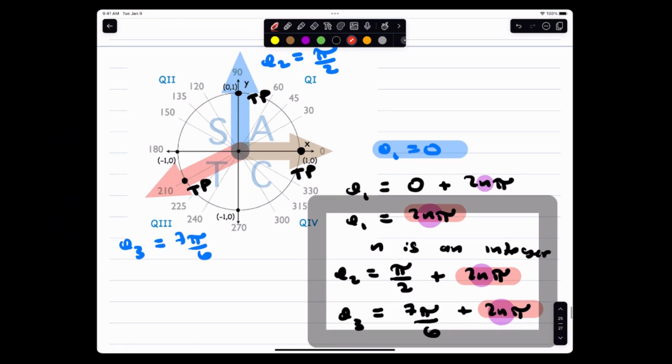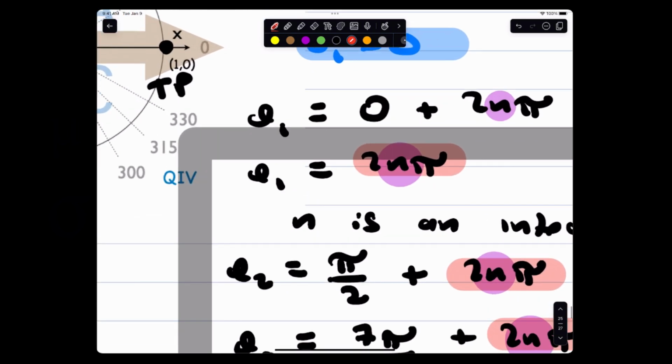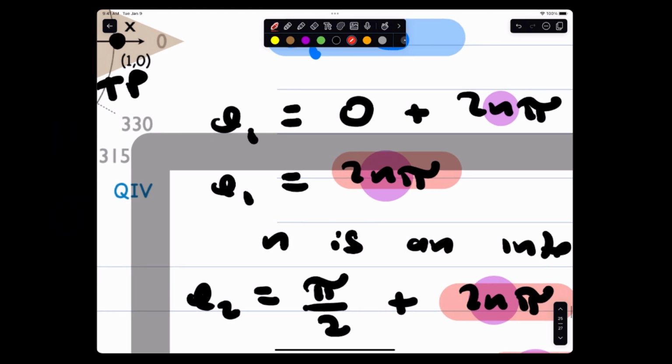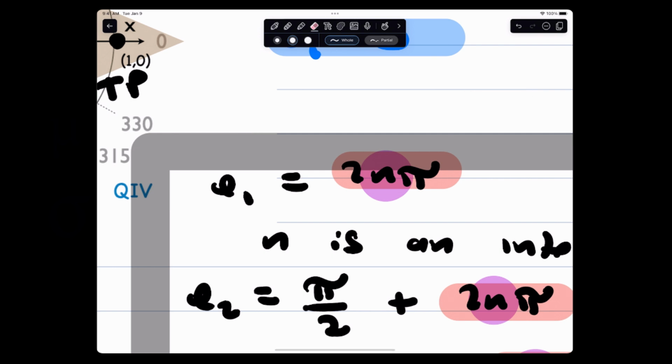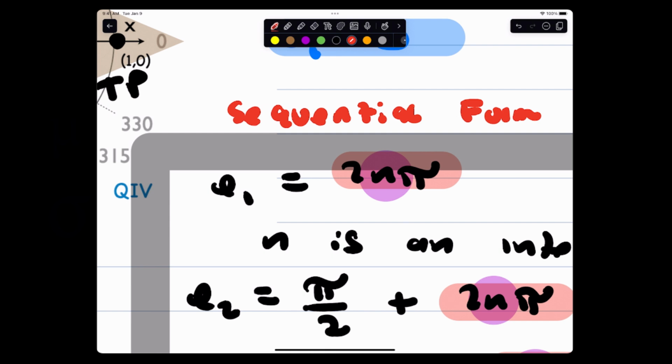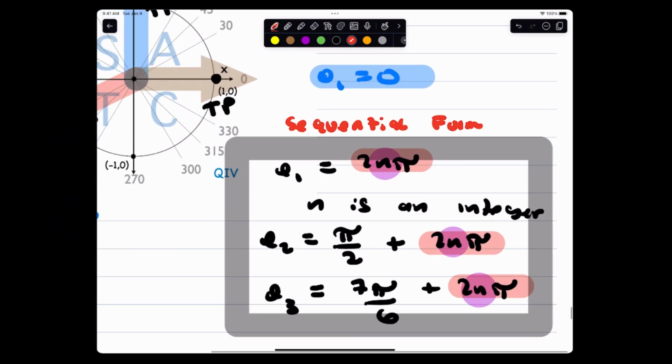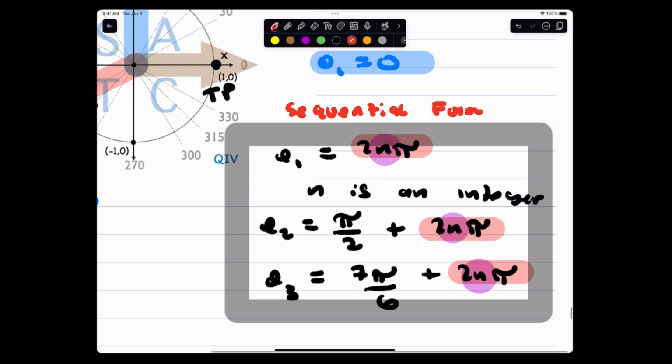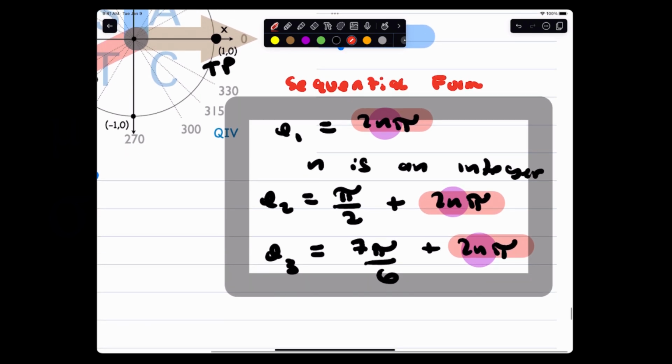Let's try this with these. What do you guys think? What do you guys notice about that first solution? It's already in sequential form, that first solution. So they're going to want you to write this in sequential form as well. And that's already there. Two n pi. Let n be 0. Let n be 1. Let n be 2. Let n be 3. Let n be -1. It's already there.